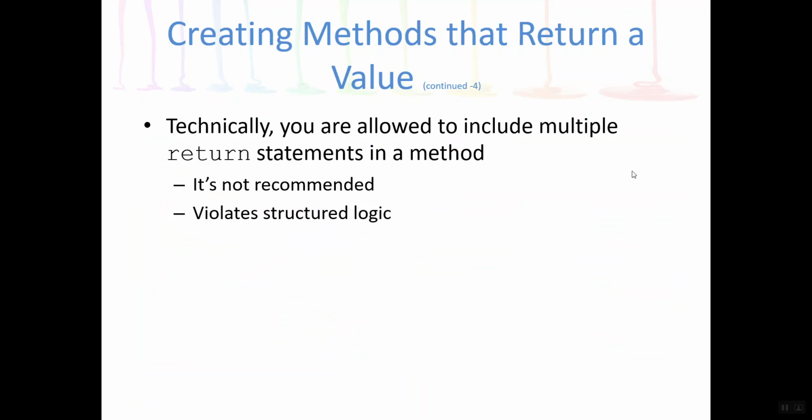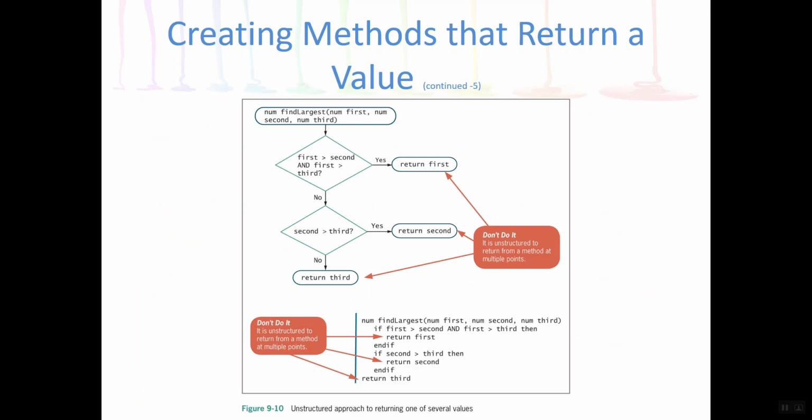Just a word of caution, it is encouraged to use a single return statement in a method instead of multiple return statements. This example shows a method called findLargest, which by the way has 3 numeric parameters. It checks if first is larger than second and first is larger than third, then the first must be the largest, so we'll return it. So this actually returns whichever number is the largest. Else, is second bigger than the third? Okay, then the second must be the biggest, return second. Else, okay, the third's the biggest, return this.